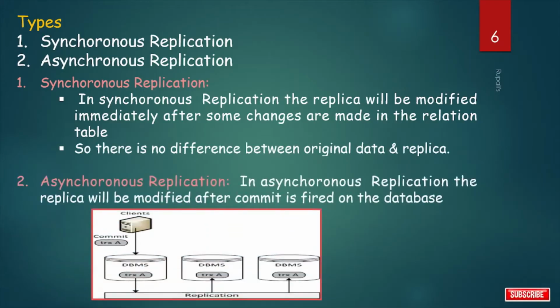But in asynchronous replication, the replica is modified after commit is fired on the database. So first the database is modified and then the modification is saved, commit is fired, and then all replicas will be changed. That is, in asynchronous replication, the replica is modified after commit.